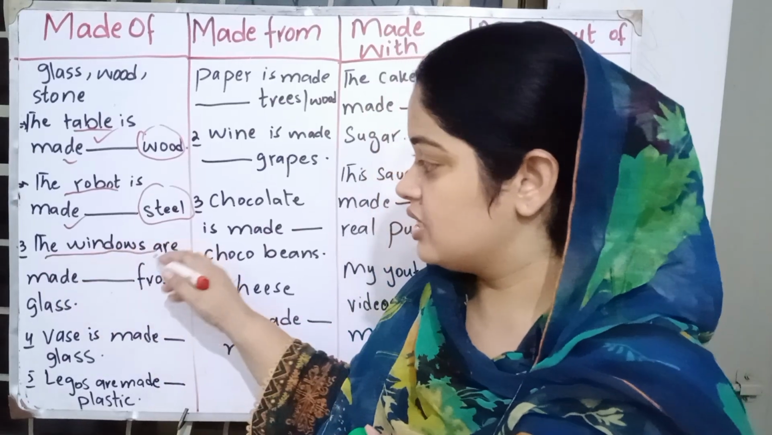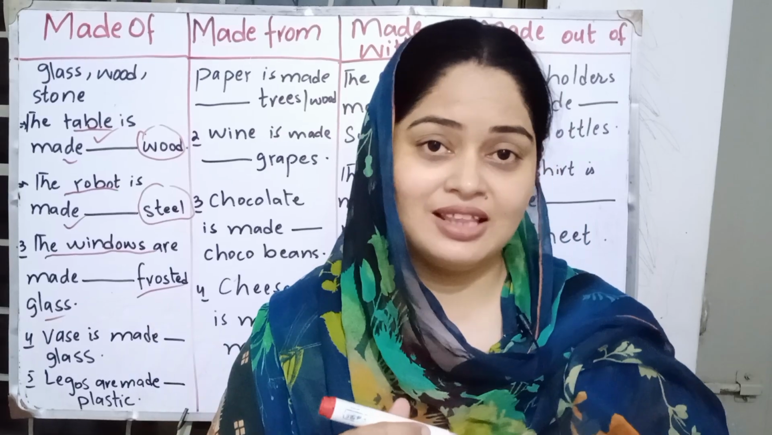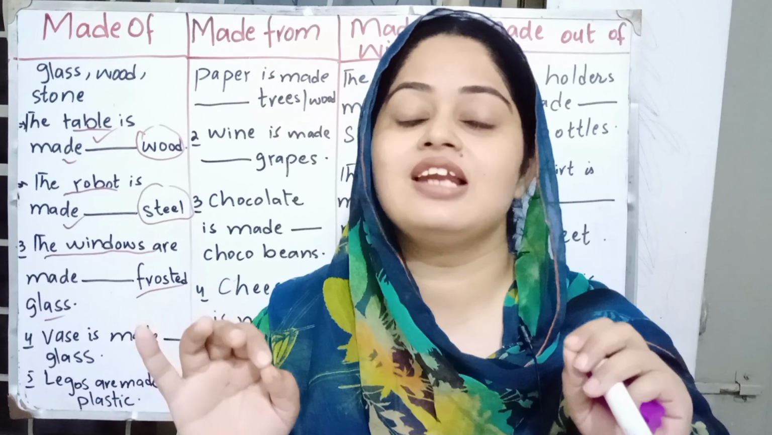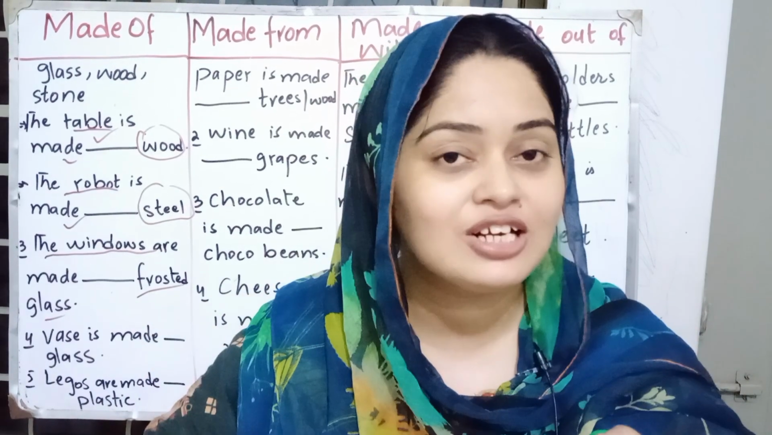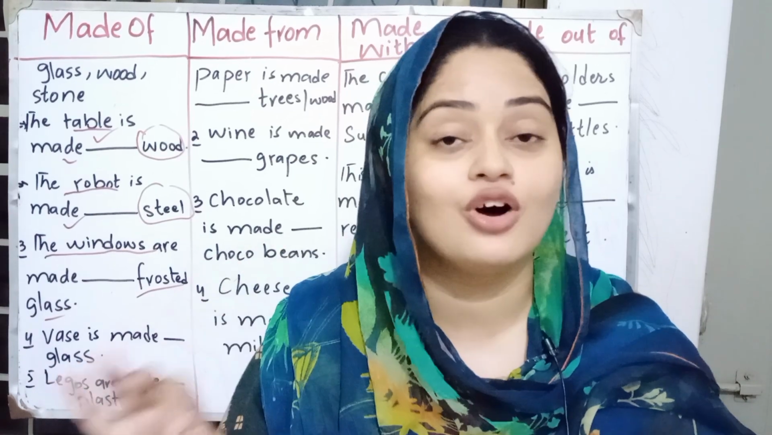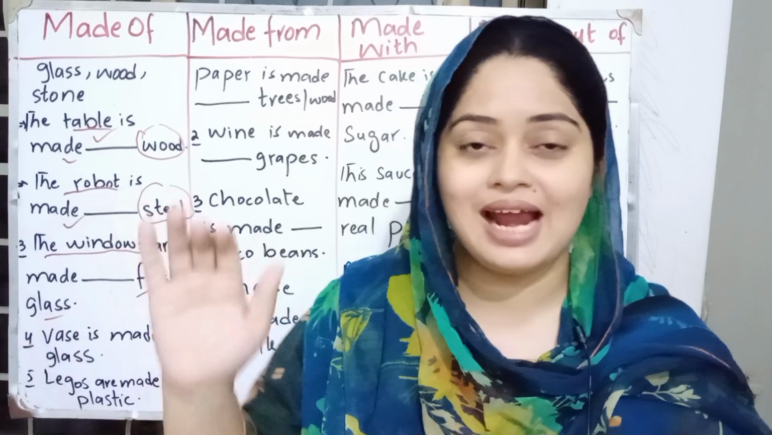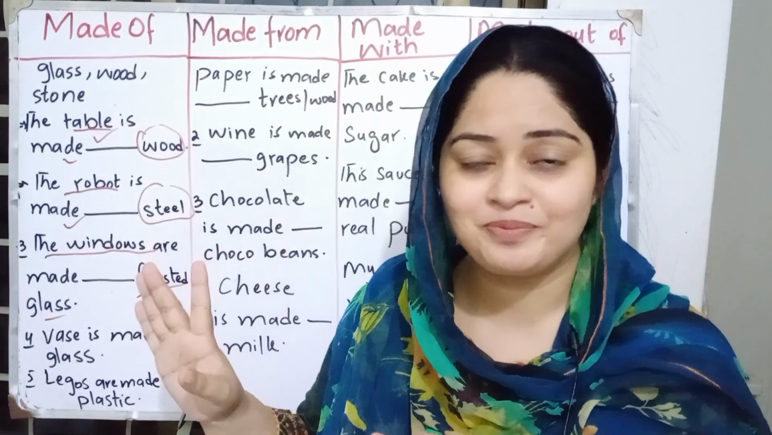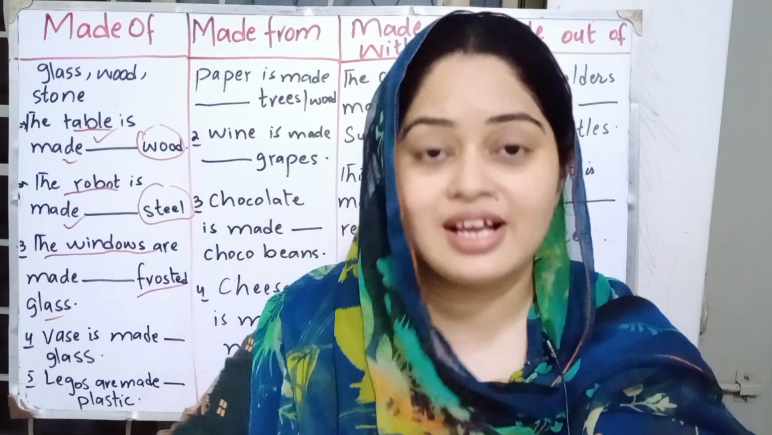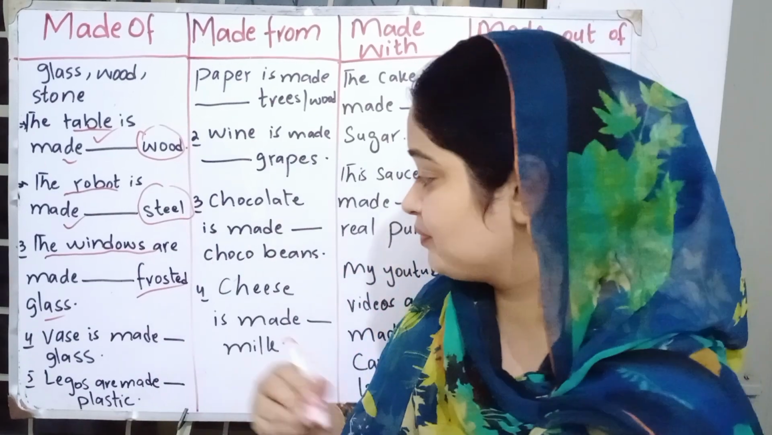The windows are made of frosted glass. Frosted glass means that it is difficult to peep through that glass. That is called frosted glass. So we can get back the glass from the window. We can recognize the original material, that is glass, out of the window.